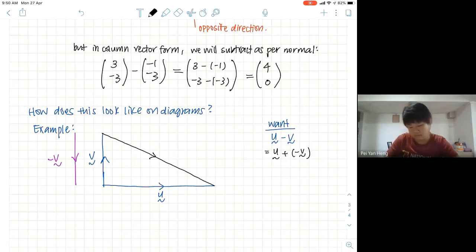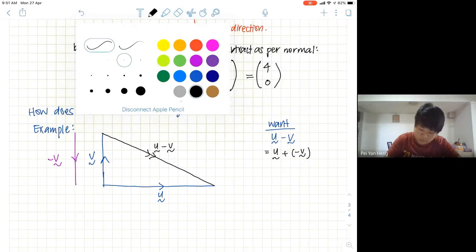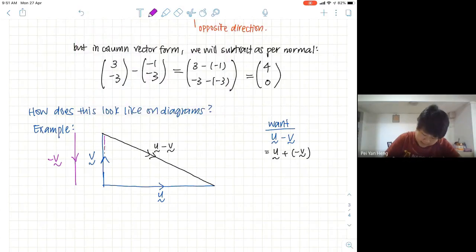Actually, no, they want... Yeah, it's the same. Okay, so you will end up with vector u minus vector v. This is the answer. Okay, I'm actually going downwards. I'm going downwards, then I'm going across.